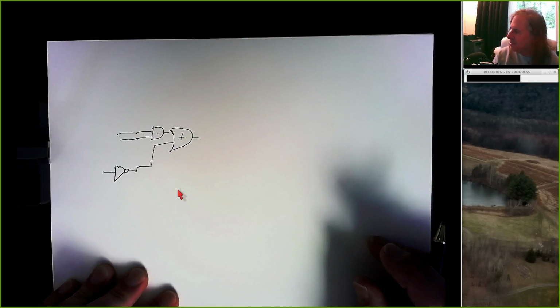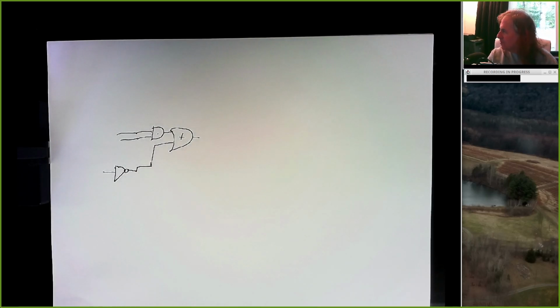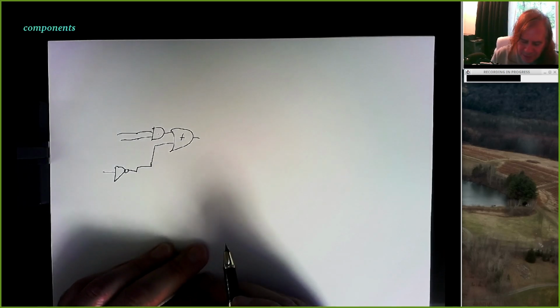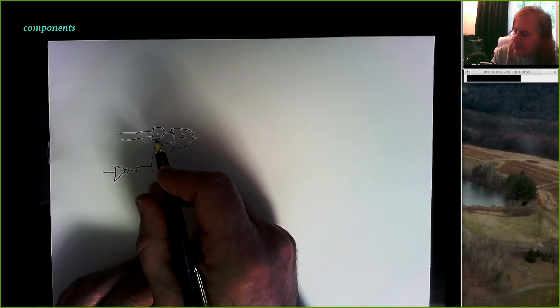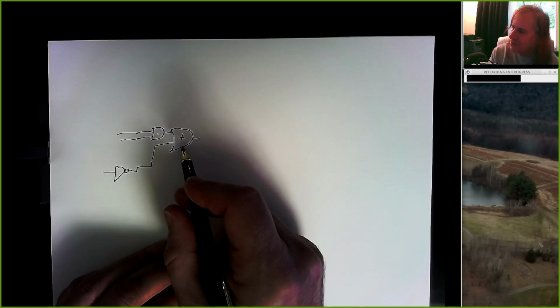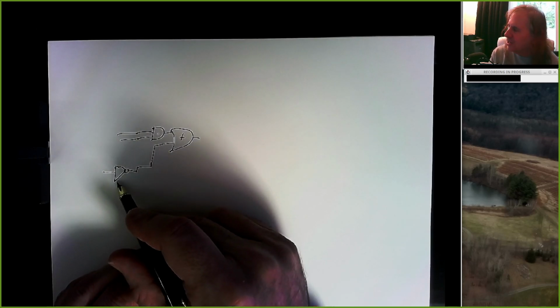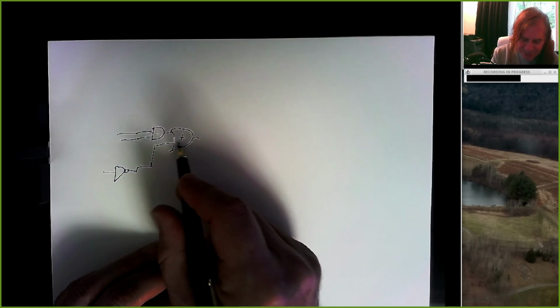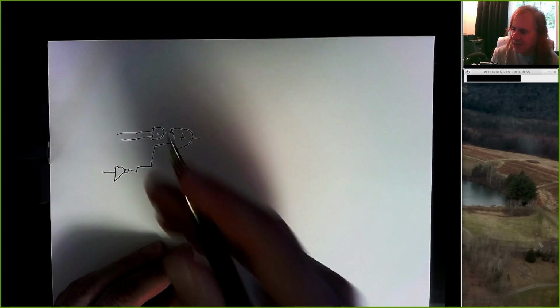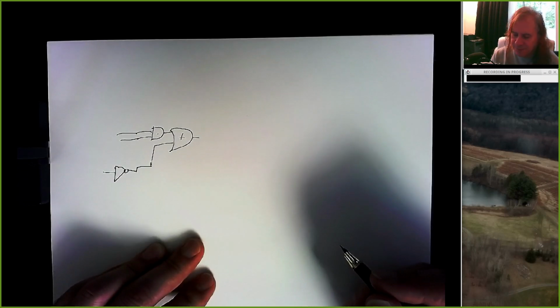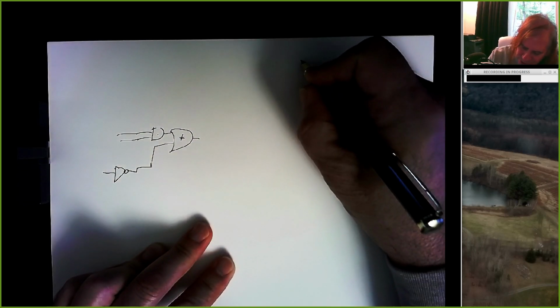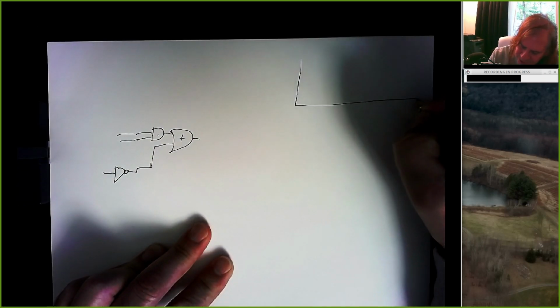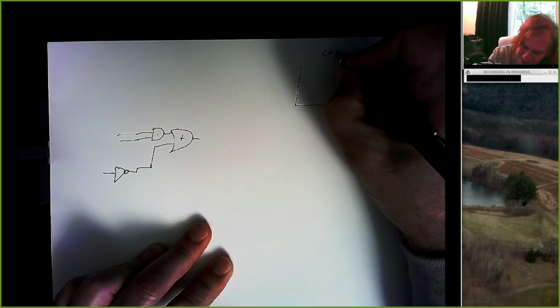The first thing we have to add is components. And so we need to know this is a 74LS08. This is a 74LS32. This is a 74LS04. But if we write those on top of these symbols, our diagram gets horribly cluttered. So up here in the upper right, you have something called a component ID block.